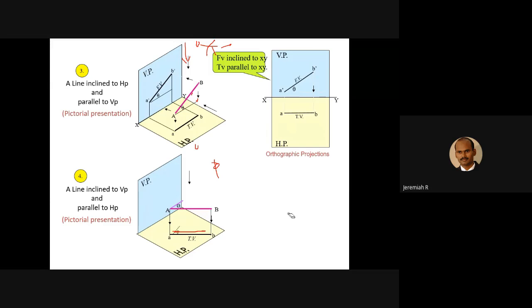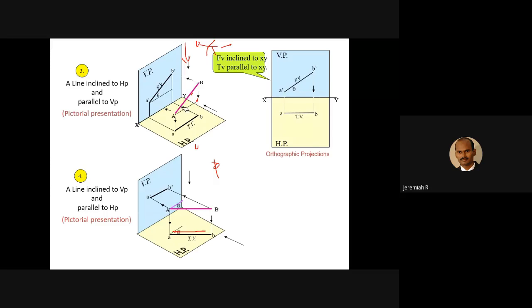But in the front view, you have to see from the front. When you see the front view, what happened here? The length will be reduced. That depends on phi. Maybe you'll get A dash B dash. If the true length is 70 mm, maybe you'll get 65, or 60, or 50. That depends on phi.